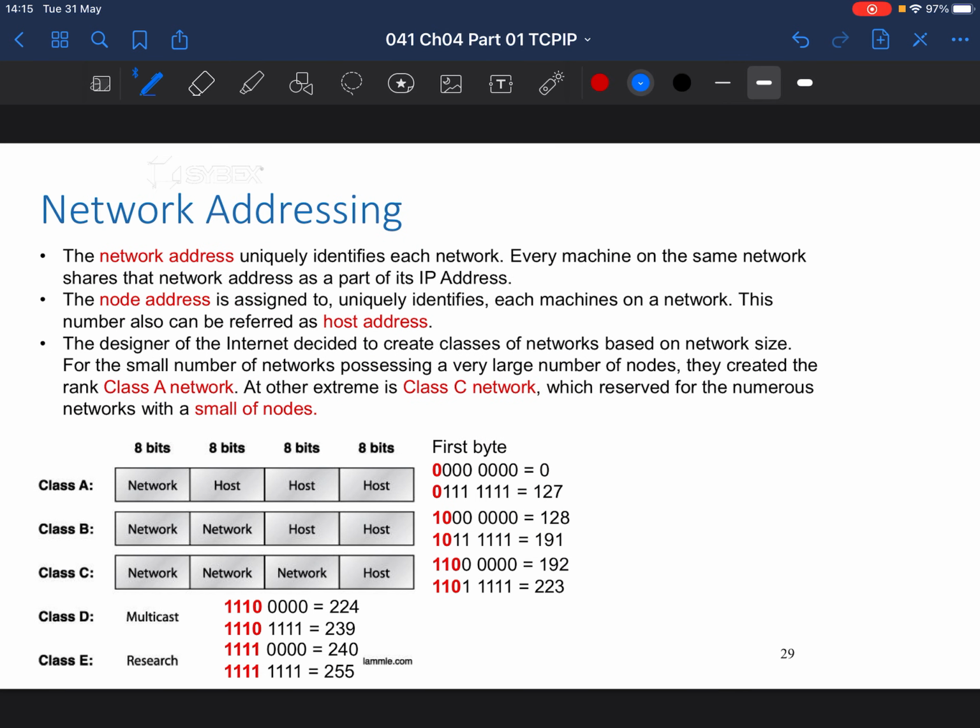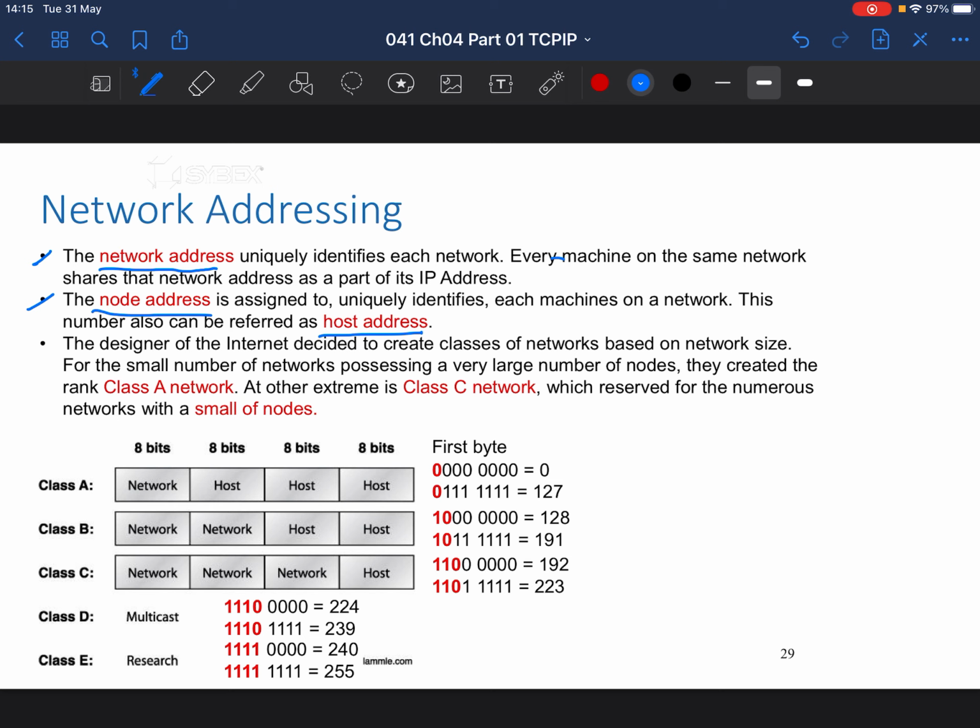Network addressing. The network address uniquely identifies each network. Every machine on the same network shares that network address as part of its IP address. The node address is assigned to uniquely identify each machine on a network. This number can also be referred to as the host address. So we have a network address and a host address, or node address.